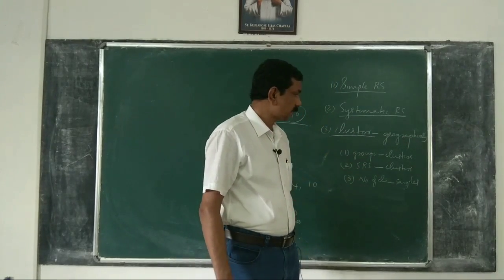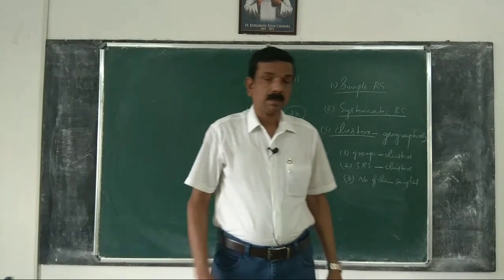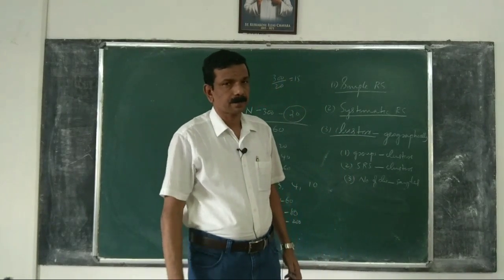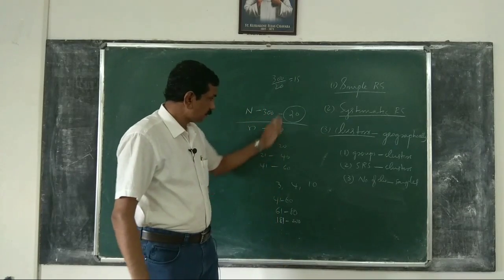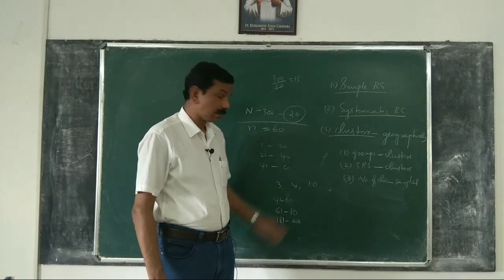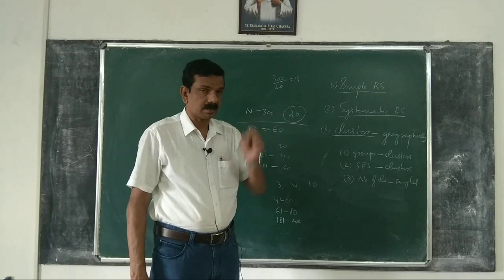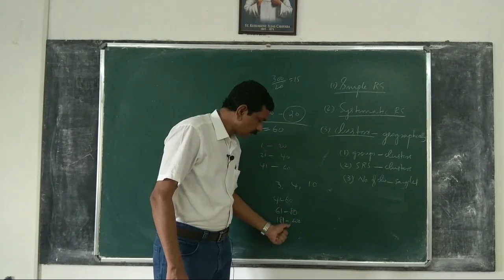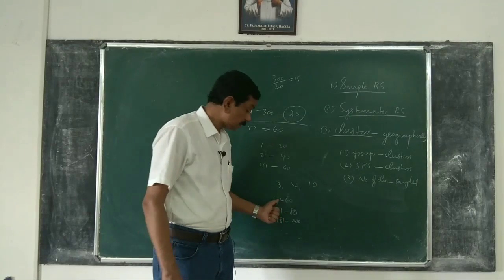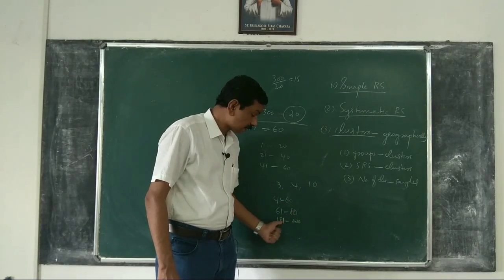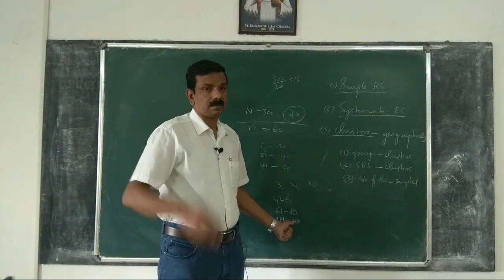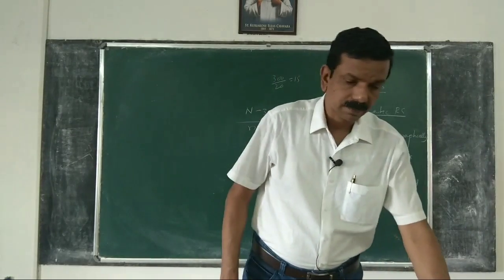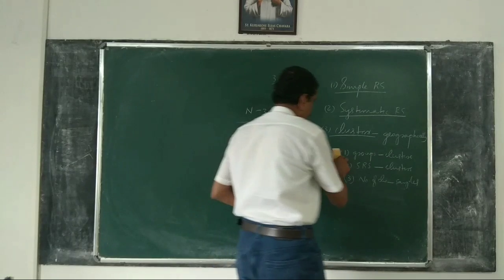That is cluster sampling. Remember this, once the population is divided into clusters, we take clusters as the samples, and the entire cluster is included in the sample. Entire members of each cluster are included in the sample. That is cluster sampling. The next one is stratified sampling.